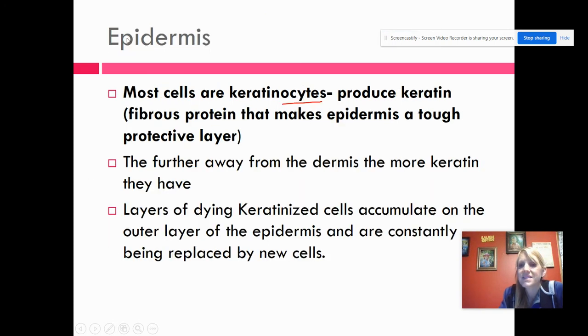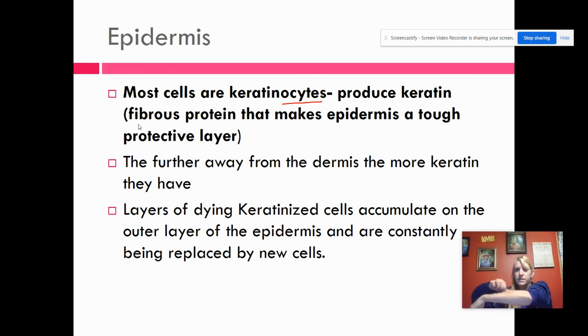All right, epi means on top of, so the epidermis is on top of the dermis. It is the thin layer on top of the dermis. Most cells are keratinocytes. Cyte means cell, so keratinocytes produce keratin. Keratin is a fibrous protein. It makes the epidermis tough and protective.